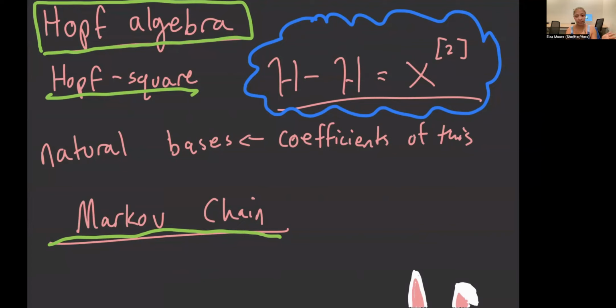So the basic idea of the paper is that we have some Hopf algebra, which is a type of algebra that we'll go over later, and some operation called Hopf square. Basically the Hopf square has a natural basis, also known as the standard basis, and the coefficients of that standard basis can be interpreted as a Markov chain. And that can give us a lot of different ways to deal with these Markov chains and probabilistic processes.